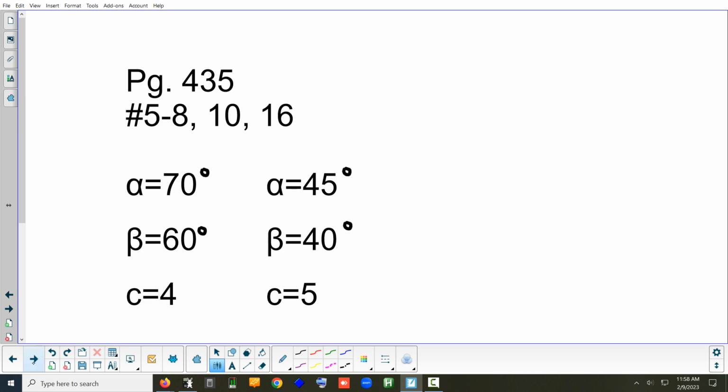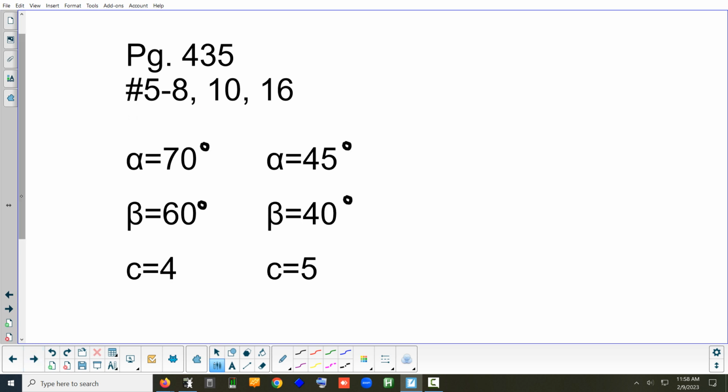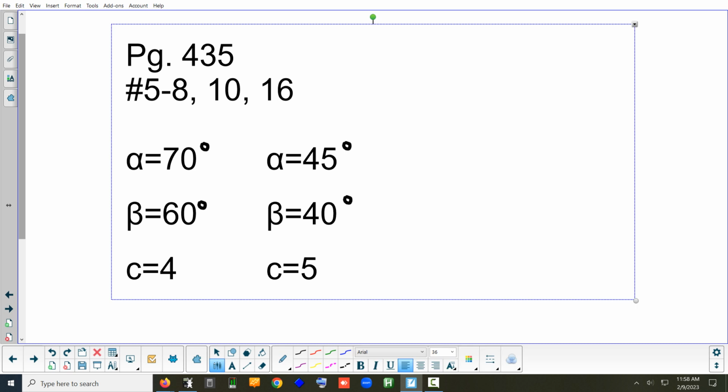Alright, so we're going to put up the homework. It's in the book, 5 through 8, 10 and 16. And then these two questions I just made up, those top things, those are alphas. And then beta, and then C. Off to the side, I will put the topics that are going to be on the test. Might be able to get that done before you leave.